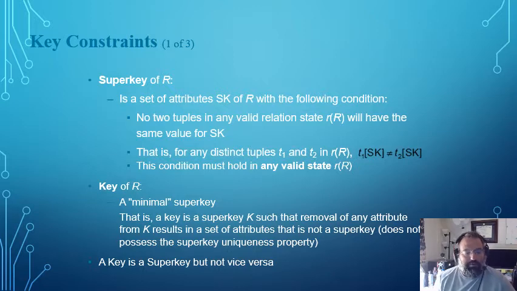Key of R, a minimal superkey. That is, a key is a superkey such that removal of any attribute from K results in a set of attributes that is not a superkey, does not possess the superkey unique property. A key is a superkey, but not vice versa.